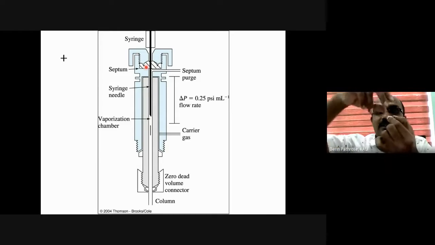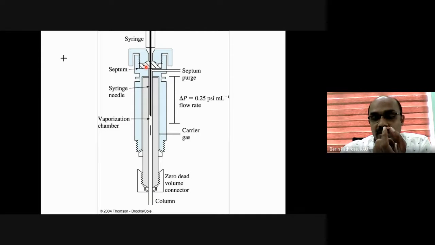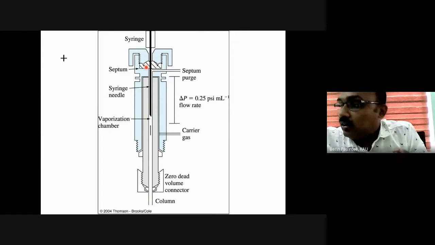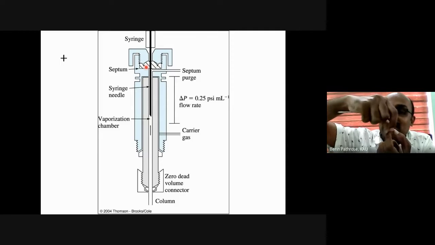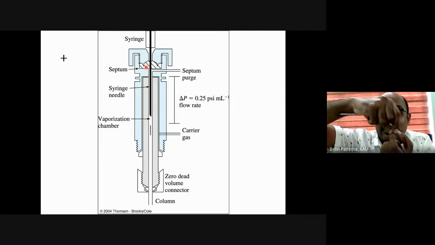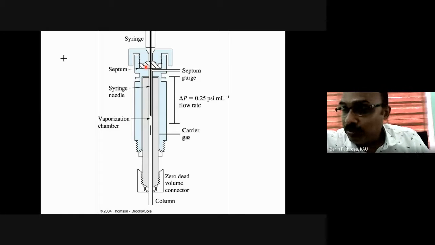So what will happen? This is the top of the injector. We have the septum over here. This is the syringe. The syringe will pierce through the septum and inject the sample into the injector. Once it withdraws, this silicon septum automatically seals that hole so that the vaporized sample as well as the mobile phase does not escape from the injector.